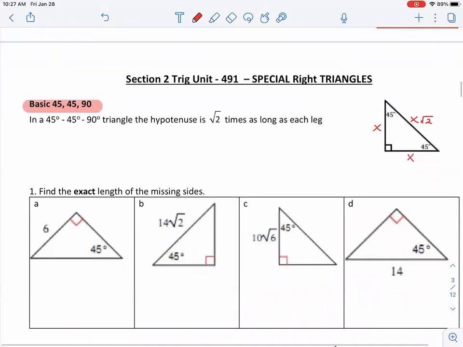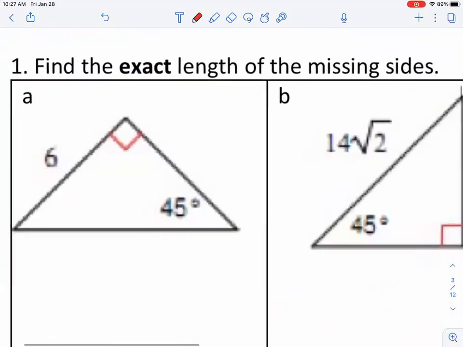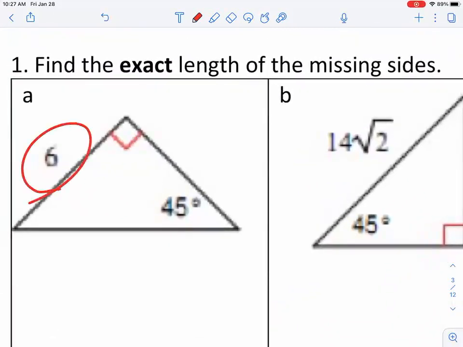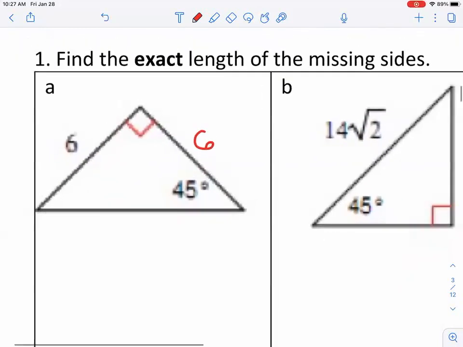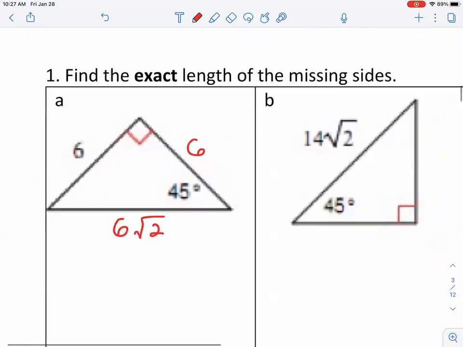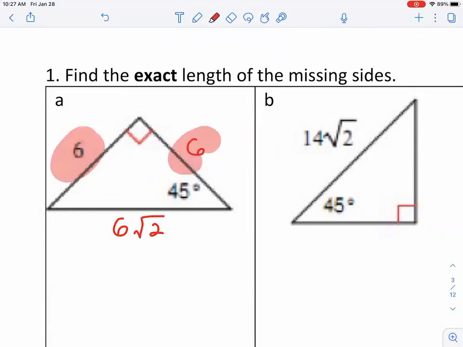So for example, in 1a, we have one of the legs is 6. And now this is isosceles, which means that side and that side are congruent. And so that means that this side would have to be 6. And now instead of doing the Pythagorean theorem, I know it's a 45, 45, 90 triangle. So that's going to be 6 root 2. Okay, it's x and x and x root 2.